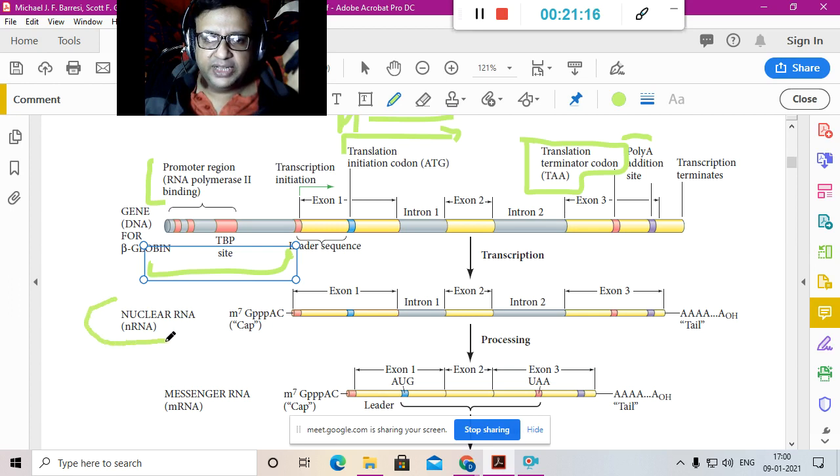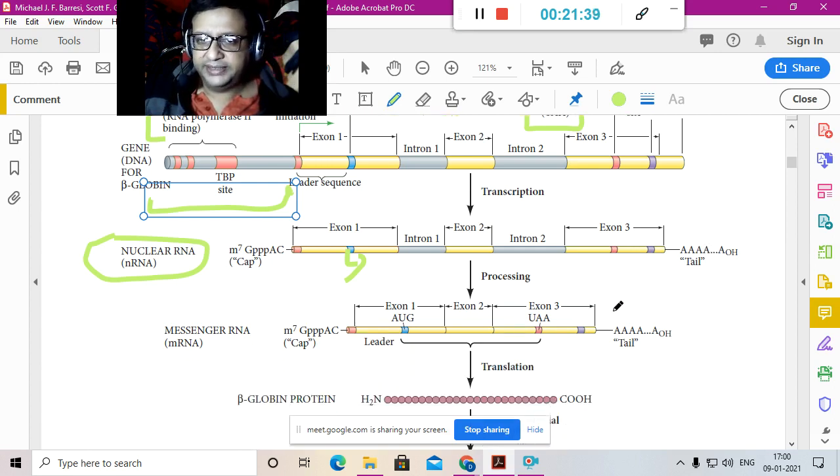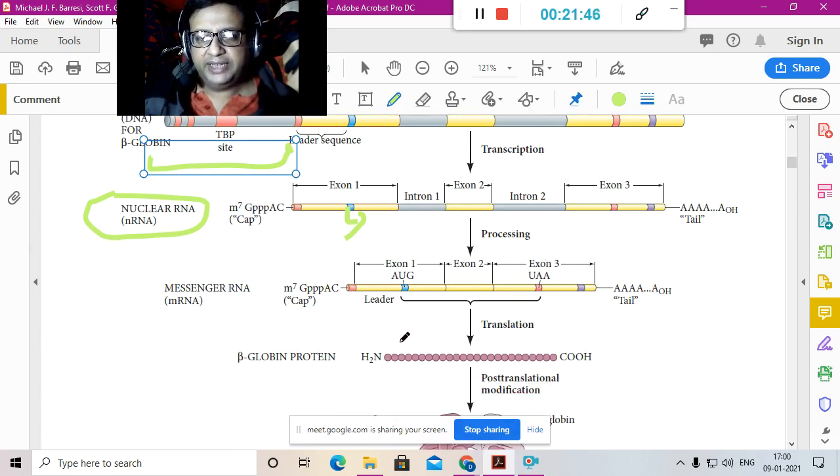Then you have the nuclear RNA, which comes out immediately. Splicing has not taken place yet, just transcription. The exon 1 has been transcribed. Also this is the translation start site. We are not talking about translation. And intron 1, then exon 2, intron 2, exon 3, and you have the poly A tail in the end. A polyadenylation signal, poly A tail. Processing takes place and the introns are removed. And then the ribosome binds and you have the translation taking place.